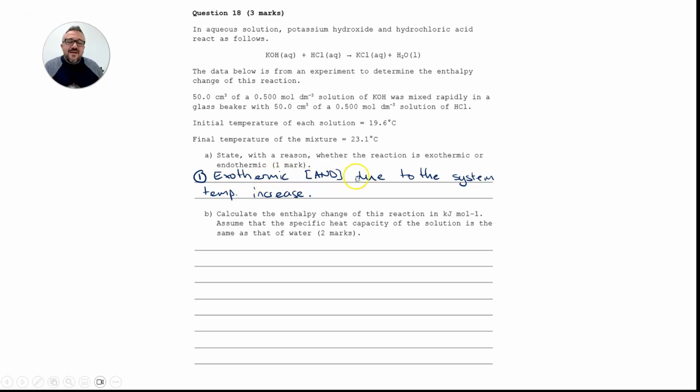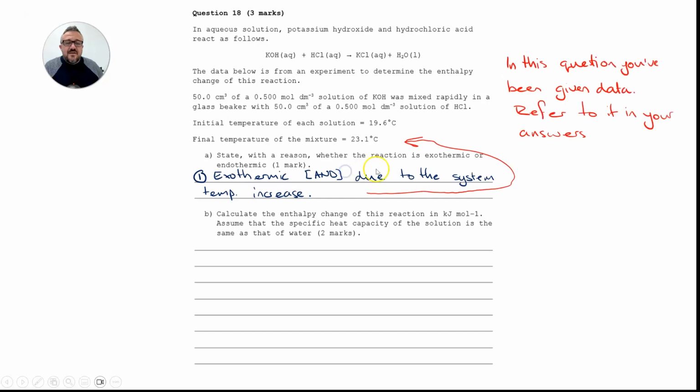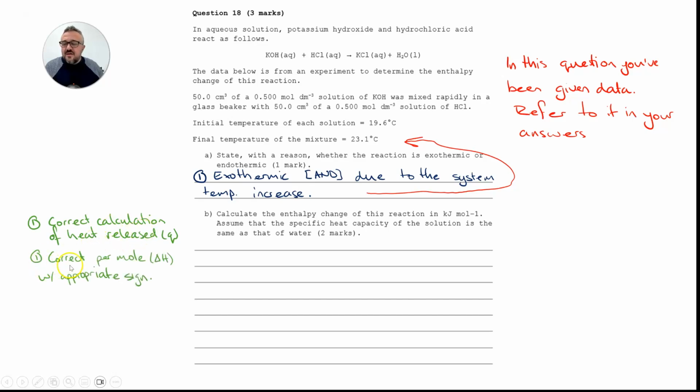It is exothermic. And so you have to have both, it's not just an answer alone. So it's exothermic due to the system's temperature increase. You are given this data here. Refer to it in your answers. So we want to calculate the enthalpy change of this reaction in kilojoules per mole. Kilojoules is important. You'll have to make a conversion there. Assume that the specific heat capacity of the solution is the same as that of water. We get that out of our data booklets. So you get 1 mark for the correct calculation of heat released, 1 for correct per mole, so that's your enthalpy, with the appropriate sign.